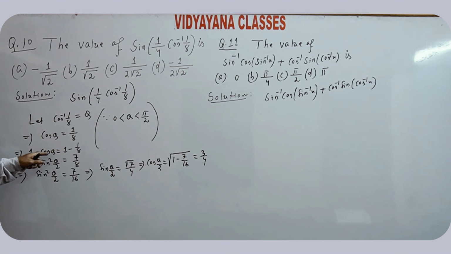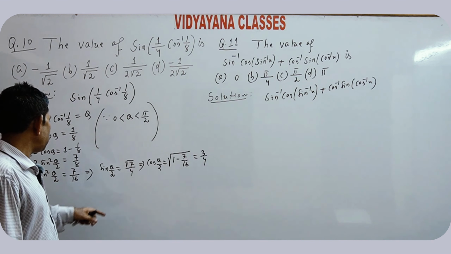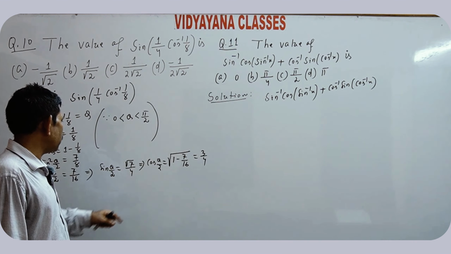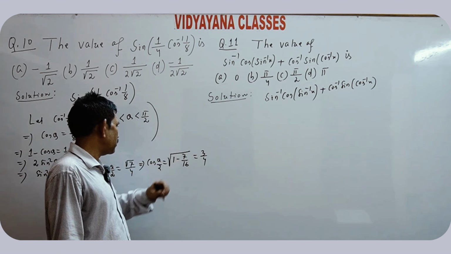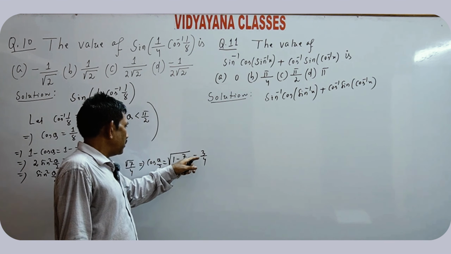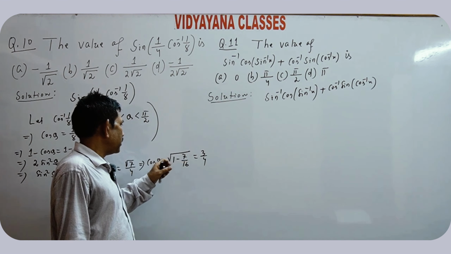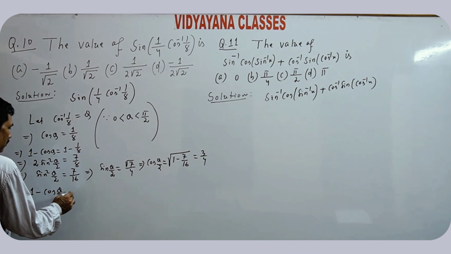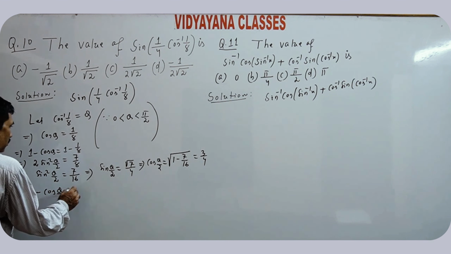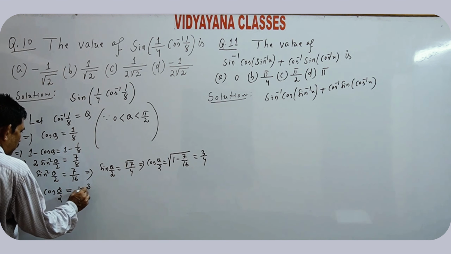Clear? 1 minus cos theta is equal to 2 sin square theta by 2, which is the same as 7 by 8. Sin square theta by 2 is equal to 7 by 16. Sin theta by 2 is equal to square root of 7 divided by 4. Cos theta by 2 is equal to square root of 1 minus sin square theta by 2, which is 9 by 16. Its square root is 3 by 4. 1 minus cos theta by 2, which is the same as 1 minus 3 by 4.